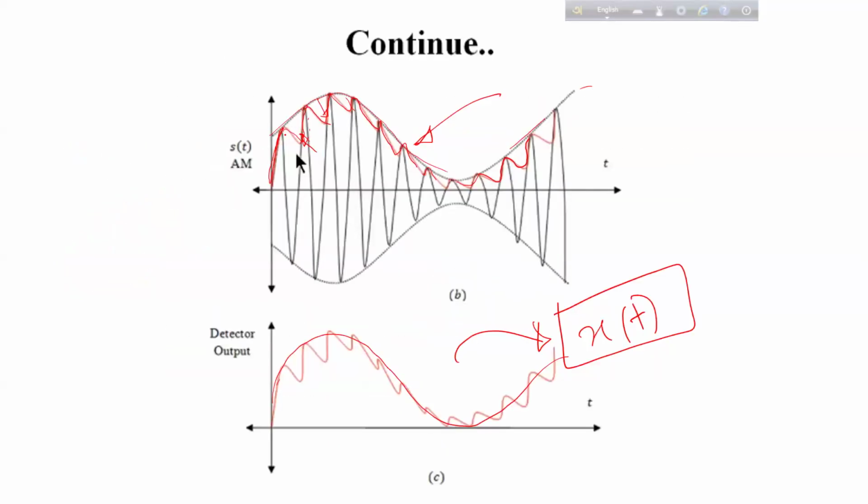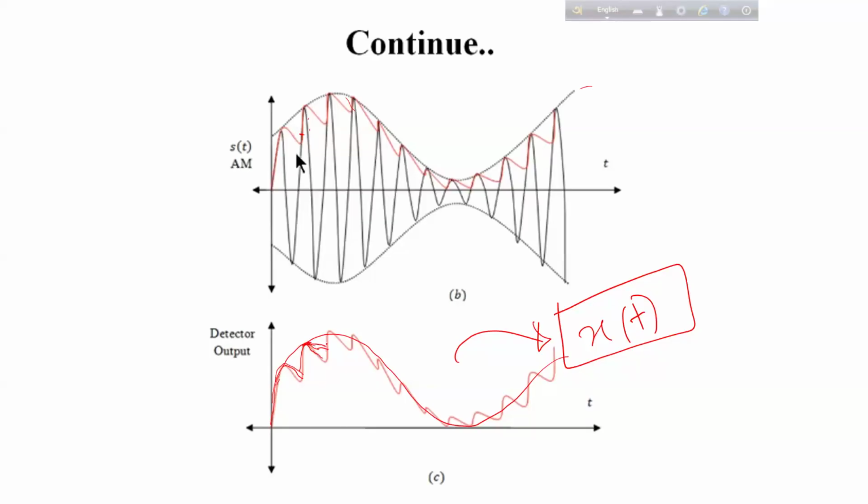See, here there is very less difference between the output curve and the original message signal. Because here the discharging time is very high. So the discharging time should be a bit high so that it discharges very slowly. Again, it charges and discharges very slowly, so it remains near to the envelope.